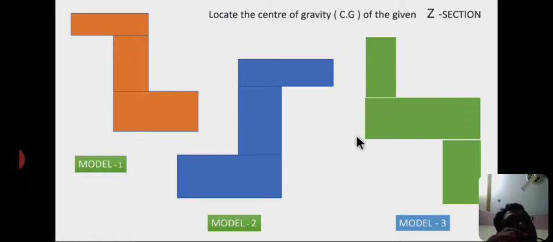Here, I am showing 3 different shapes of Z sections. So, I am considering this as 3 problems. This is the first model, this is the second model, and this is the third model.